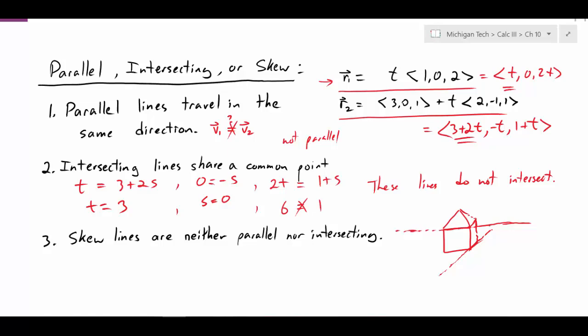And so lines that are neither parallel nor intersecting are called skew lines. And so how do we show skew lines? Well, we just go through the first 2 steps. We have shown that these 2 lines are not parallel, but they're also not intersecting. So therefore, these are skew lines.